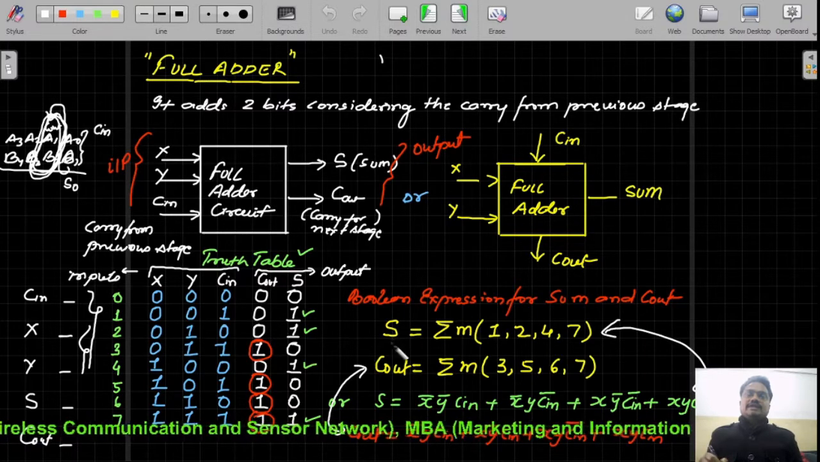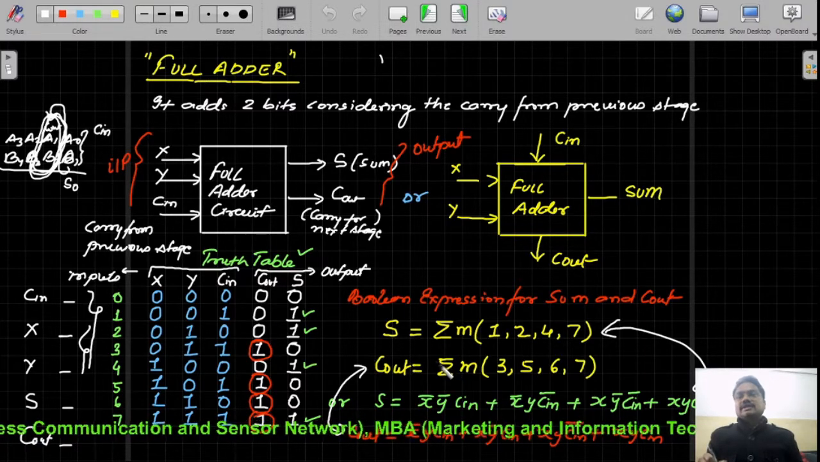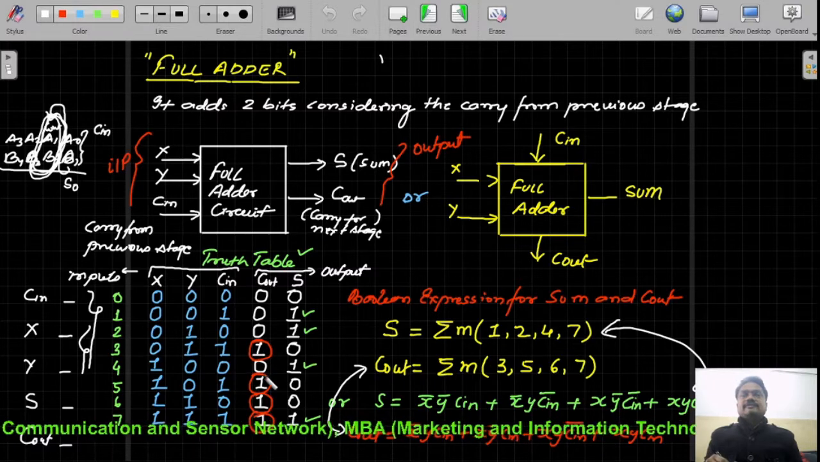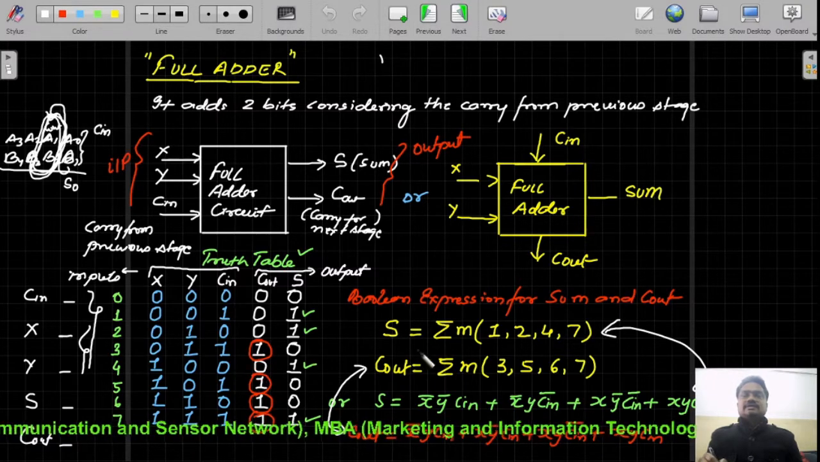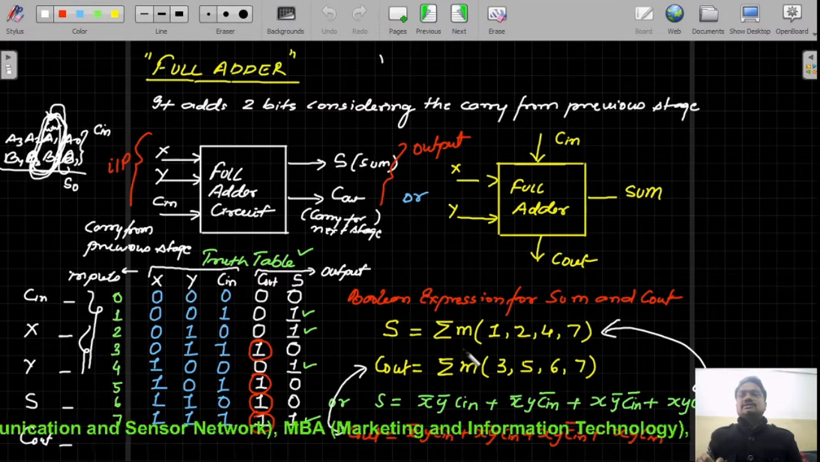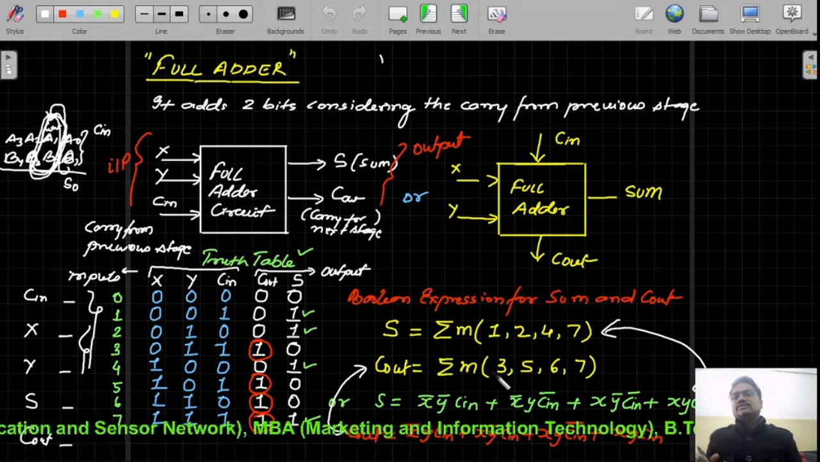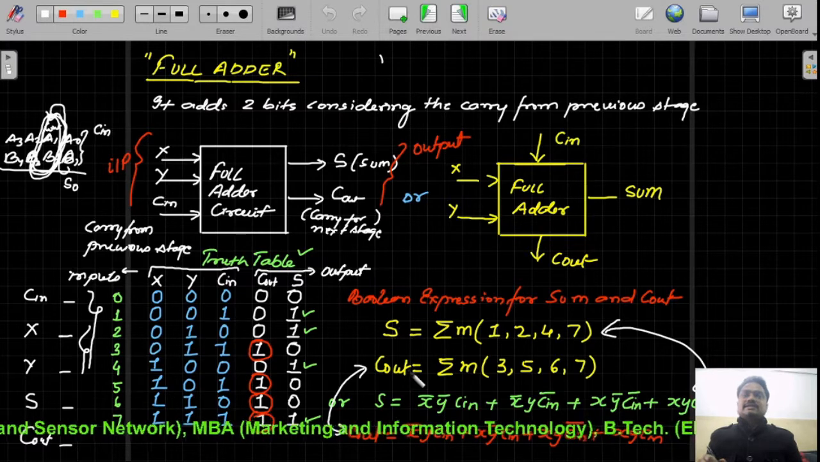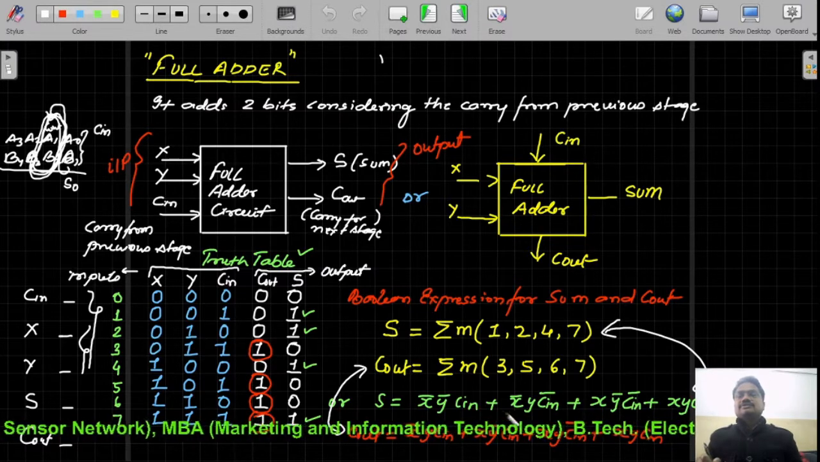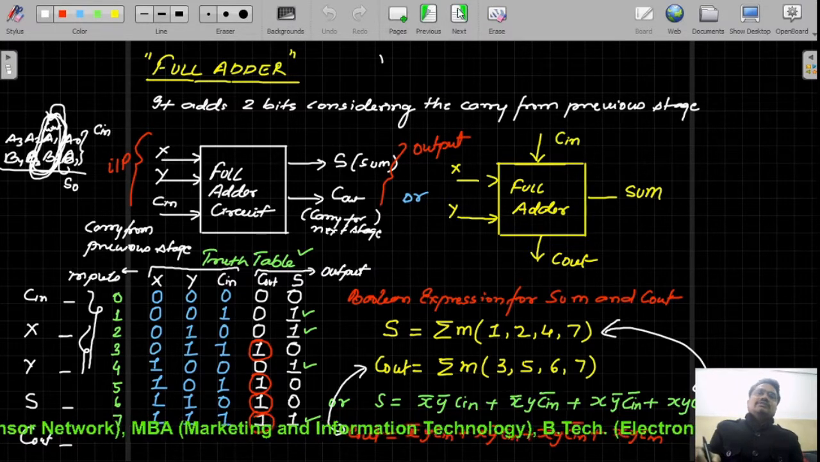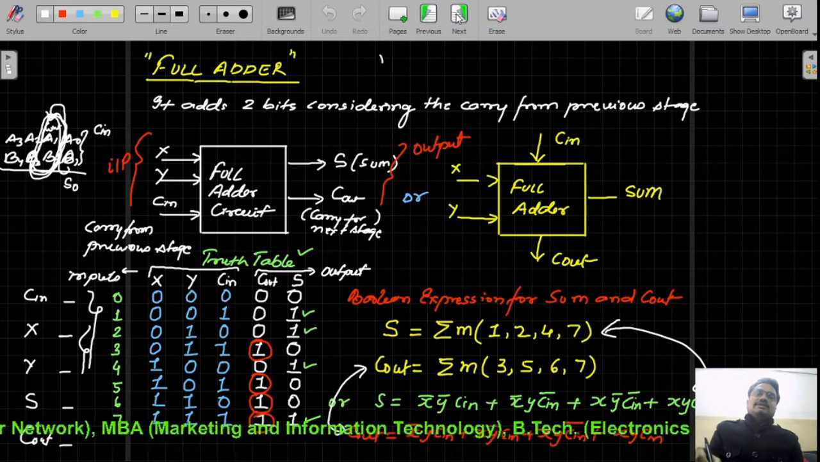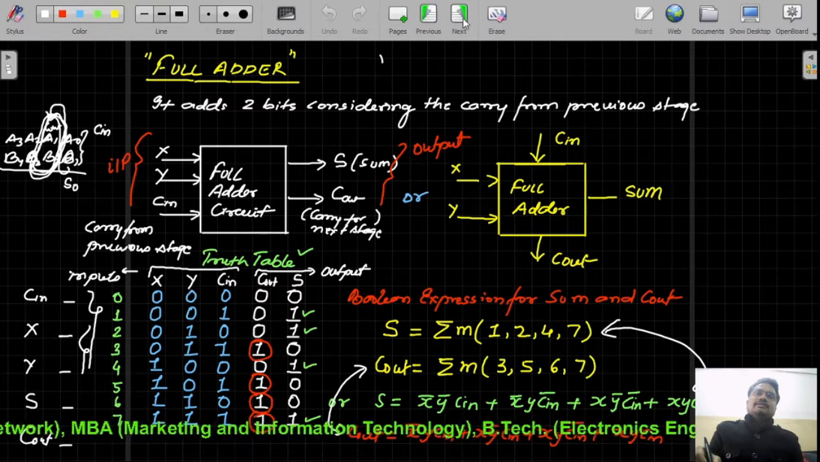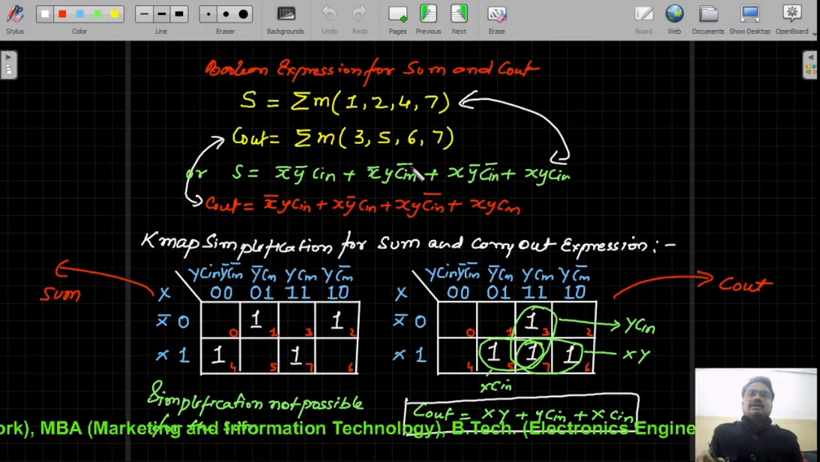Then similarly, we write the Cout expression as sigma M 3, 5, 6, and 7. So we have all these expressions, and of course we can also write these S and Cout expressions in the standard canonical form. Further, we try to reduce these unsimplified Boolean expressions using the K-map.